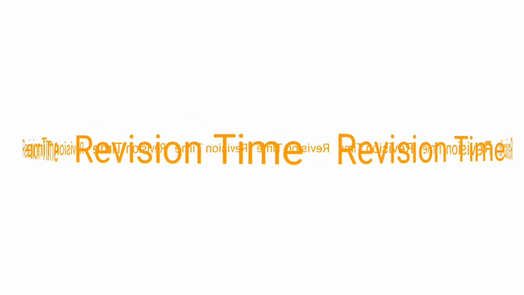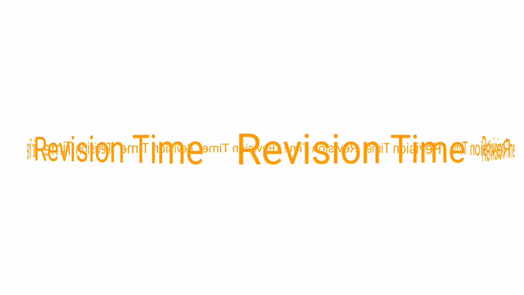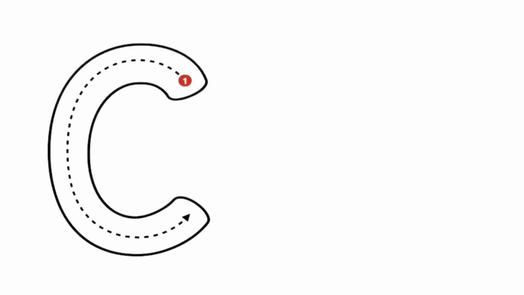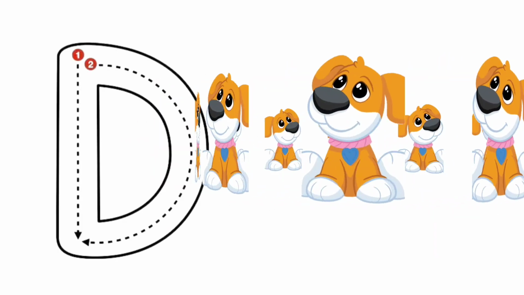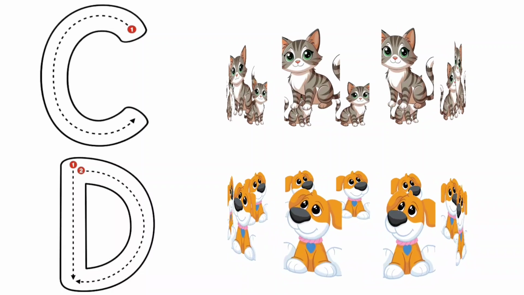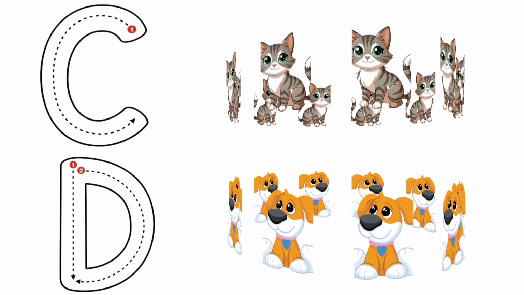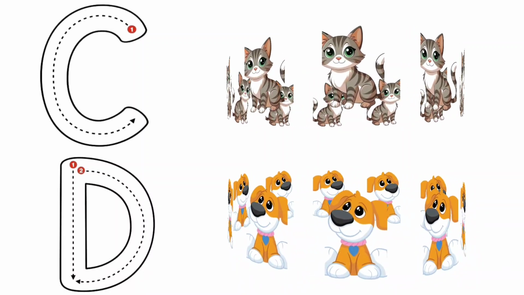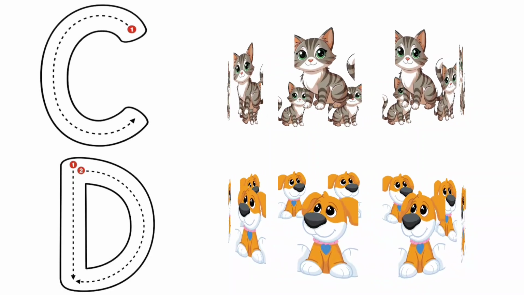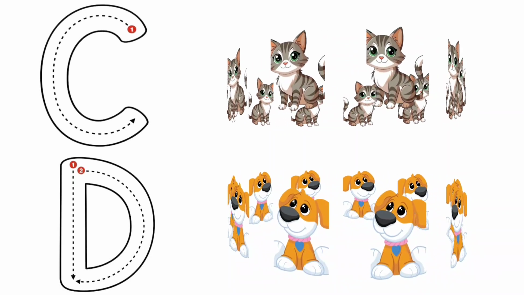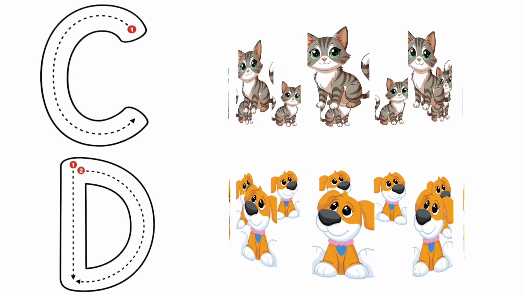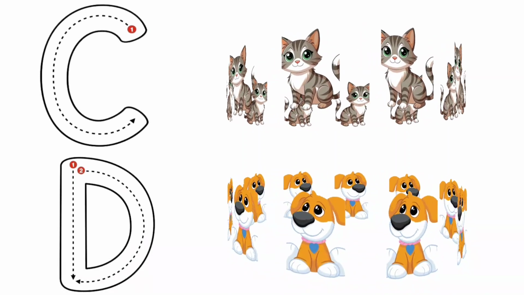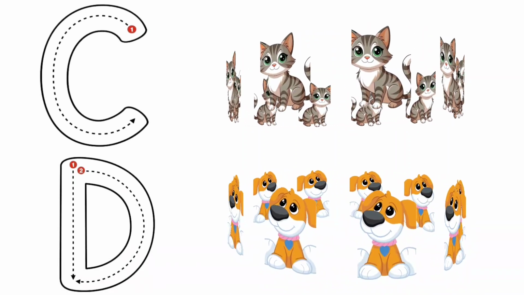Revision time. Let's repeat again. C for cat. D for dog. Practice writing these letters every day. Today we learned how to write C and D. In the next class we will learn E for elephant and F for fish.